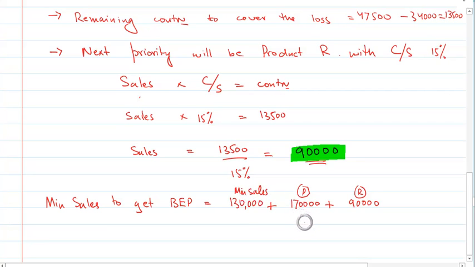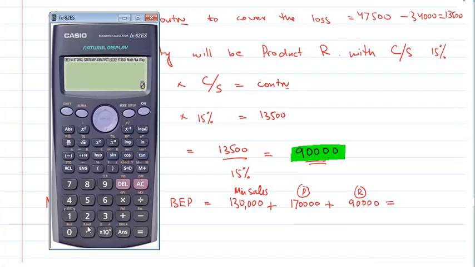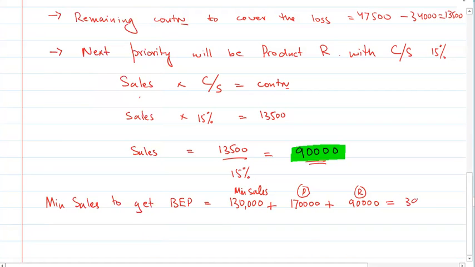That's the minimum sale that we already have, and on top of that, we need a revenue of 170,000 from P and 90,000 from R. So how much is the overall sale required? That's 390,000. So 390,000 sale overall is required to get to the break-even point. The minimum sale required to get to the break-even point is 390,000. I hope it was helpful. Thank you very much.